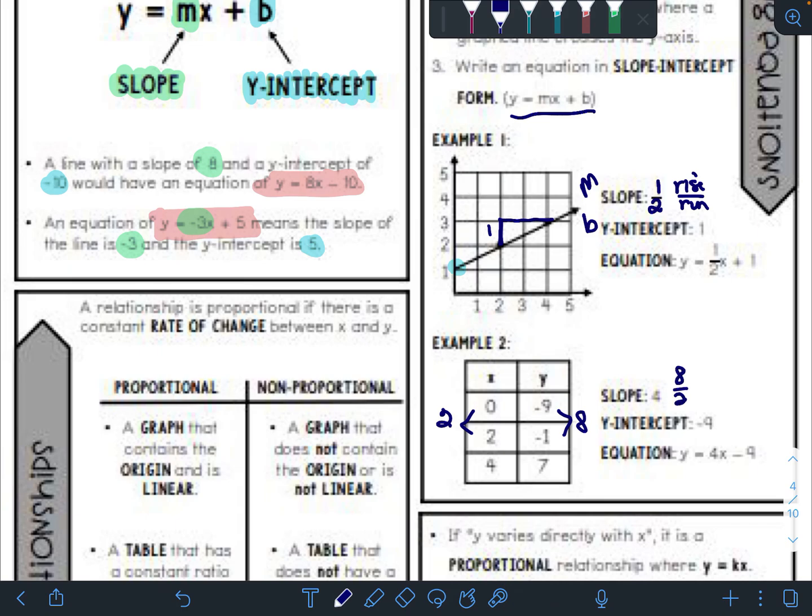So your slope would be 8 over 2, which simplifies down to 4, which you have there. And then to find your y-intercept, it's when x is equal to 0. So in this case, they gave you x equal to 0, so you know your y-intercept is -9, and that's how we get that 4x minus 9.